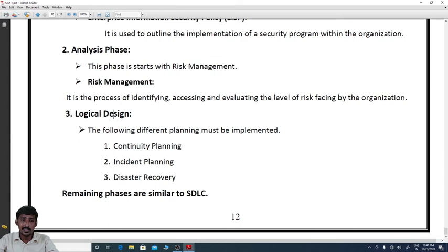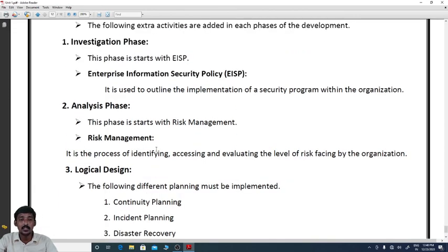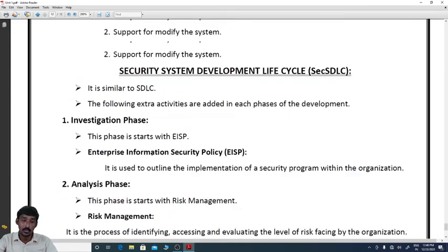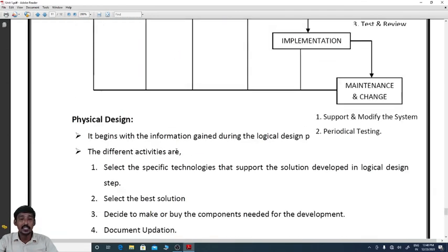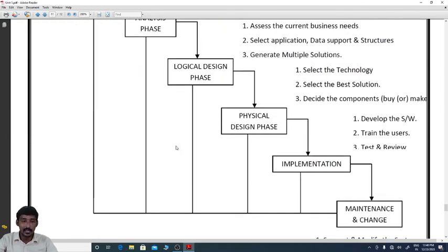In the logical design, we are going to define different kinds of technology selection, and based on that we need to find different kinds of solutions. Along with that, there are different kinds of planning we need to do: continuity planning, incident planning, and disaster planning, because here the focus is on security. Other than the implementation, we need to focus on these things in order to implement security in your organization. The remaining phases are the same for security SDLC also.